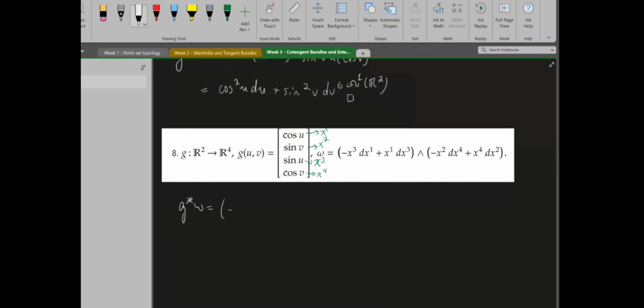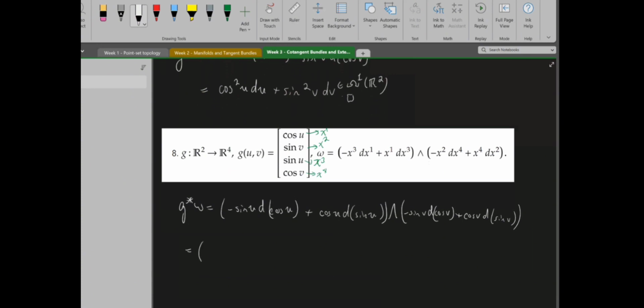So you get negative sine u d cosine u plus cosine u d sine u, wedge negative sine v d cosine v plus cosine v d sine v.